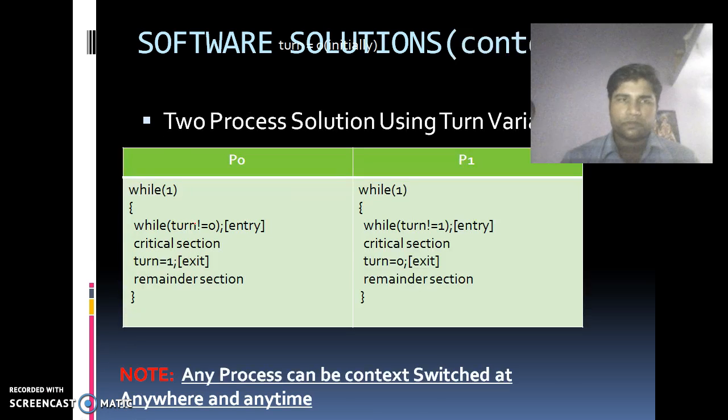Now, first solution. This is the first solution: a two process solution using turn value. Turn is a simple variable.